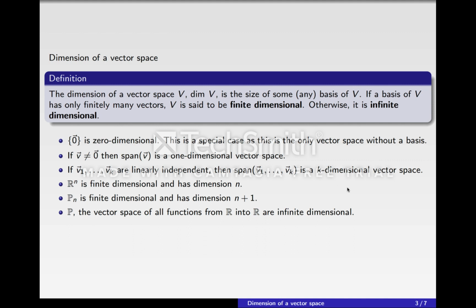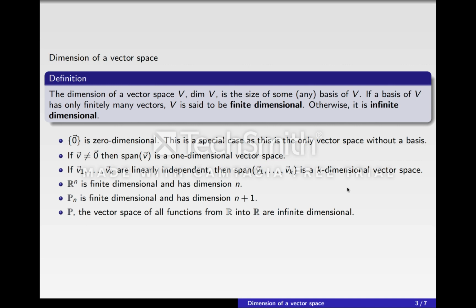More generally, if you have k vectors v1 through vk that are linearly independent, then the span of v1 through vk is a k-dimensional vector space, and a basis for this vector space is the set of vectors v1 through vk. So generally, Rn is finite dimensional and has dimension n.